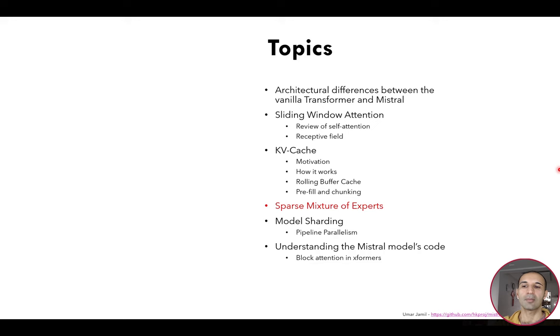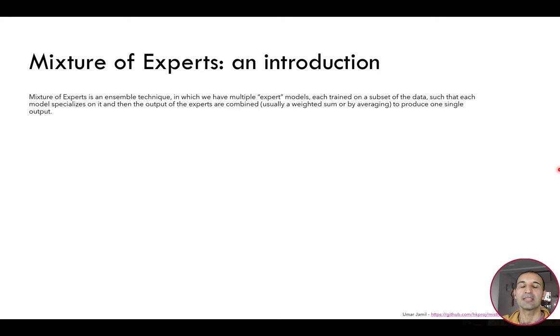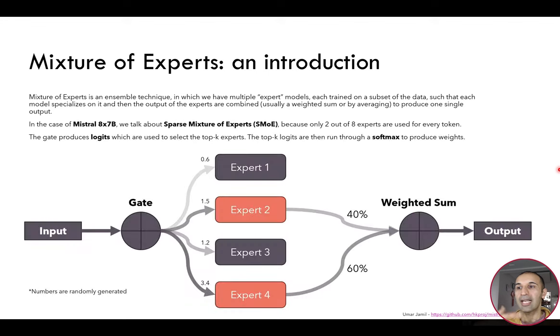Okay, guys, let's talk about sparse mixture of experts. So, mixture of experts is an ensemble technique in which we have multiple expert models, where each of these models is trained on a subset of the data, such that each model will specialize on a subset of this data. And then, when we produce the output of this mixture of experts, we take the output of each of these experts and combine it, usually by using a weighted sum or by averaging, to produce one single output. In the case of Mistral, we do not talk about only mixture of experts, but we talk about a sparse mixture of experts, because we have many expert models, but we only use some of them.